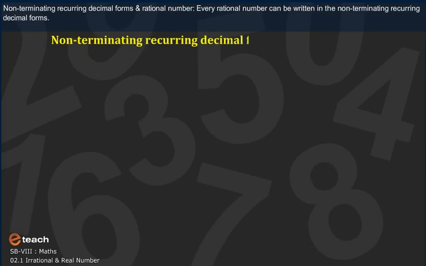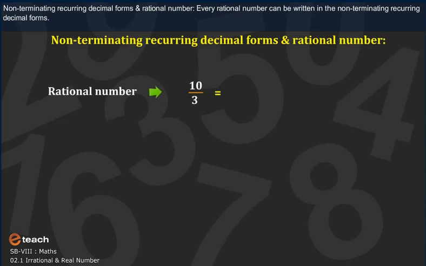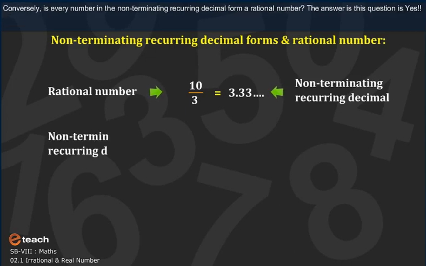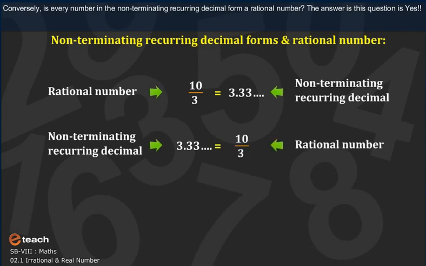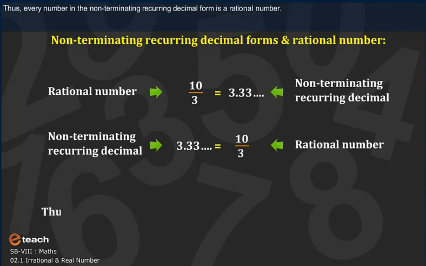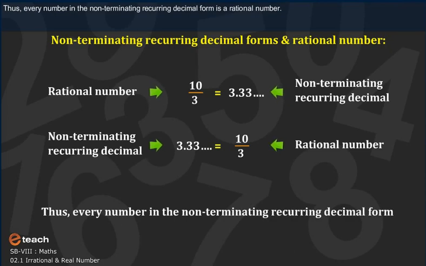Non-terminating recurring decimal forms and rational number. Every rational number can be written in the non-terminating recurring decimal form. Conversely, is every number in the non-terminating recurring decimal form a rational number? The answer to this question is yes. Thus, every number in the non-terminating recurring decimal form is a rational number.